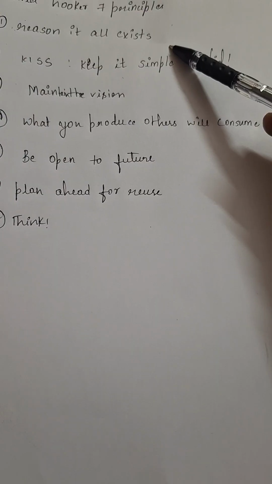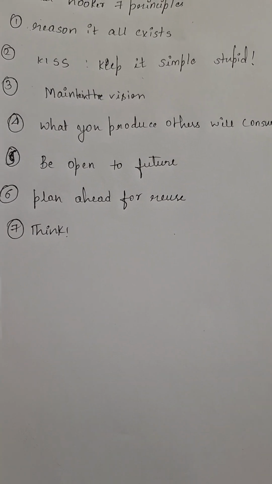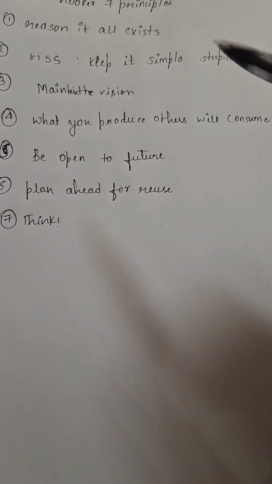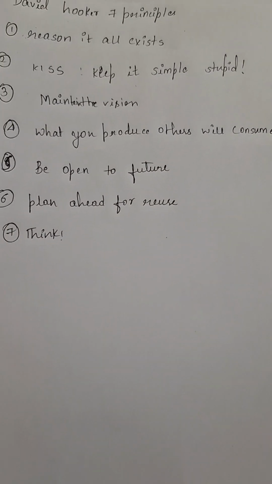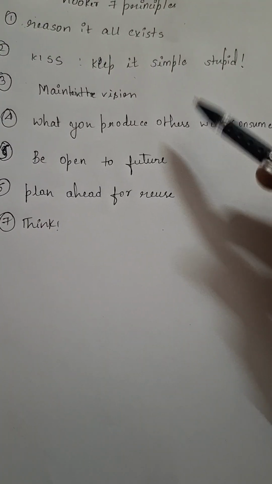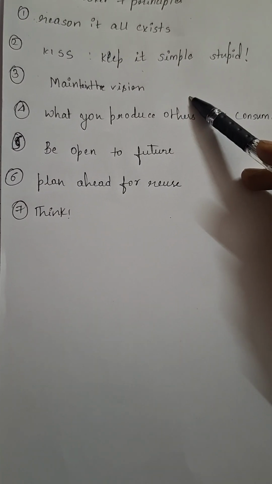So the reason it all exists means software exists because it can give some value to the customer. Okay. Next, KISS, keep it simple. Keep it simple in the sense your software has to be simple but not simpler. That comes in this. Maintain the vision. You have to maintain the vision. Without vision, a software project cannot succeed.